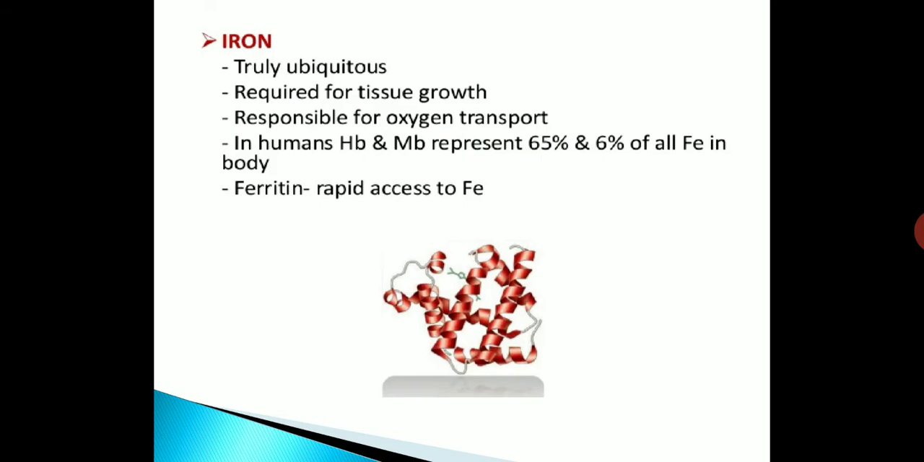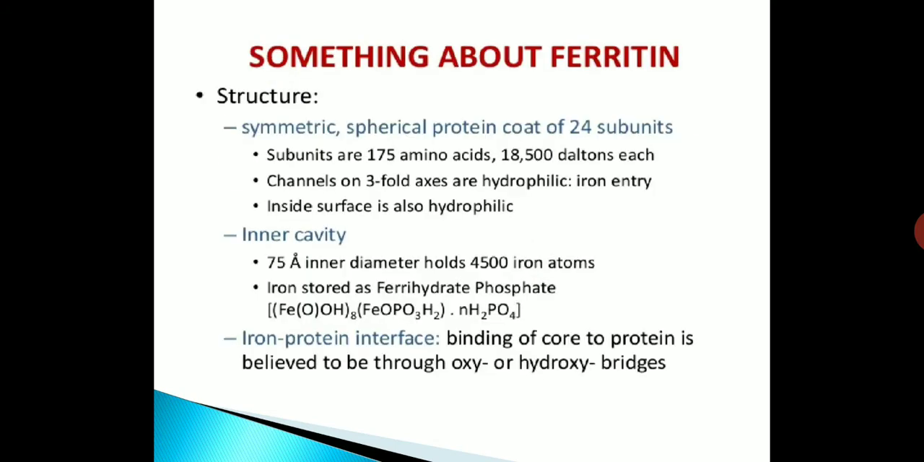Iron. It is truly ubiquitous, required for tissue growth, responsible for oxygen transport. In humans, hemoglobin and myoglobin represent 65 to 66% of all iron in the body. Ferritin is for rapid access of iron.